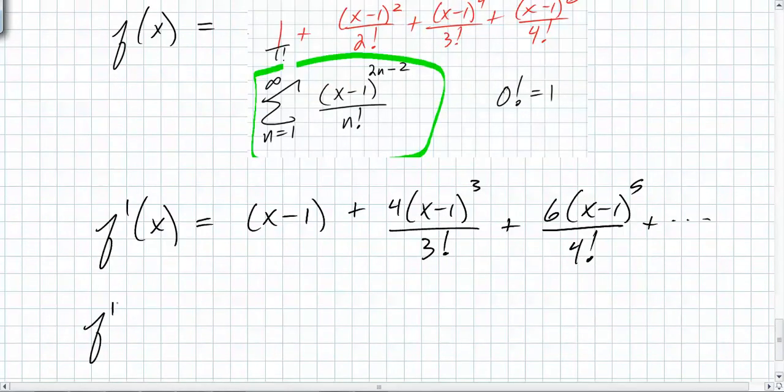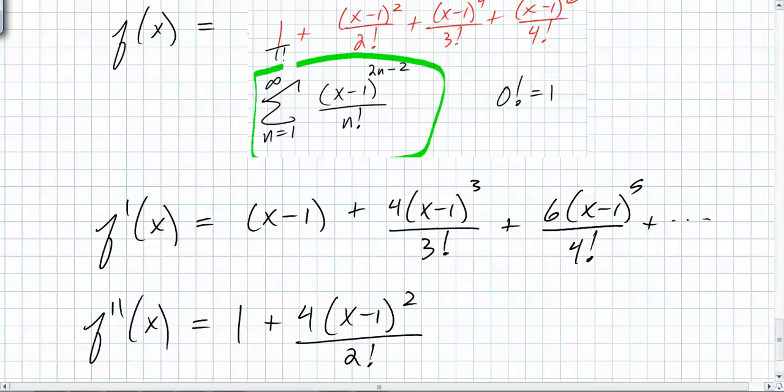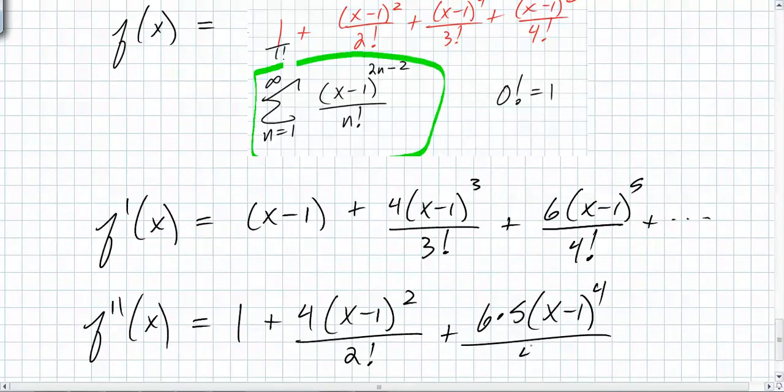So then if you do the second derivative of this, what do you end up with? 1 plus 4 times (x minus 1) squared over 2 factorial, because the 3 cancels with 3, plus 6 times 5 times (x minus 1) to the what, all over 4 factorial. And you keep it like this.